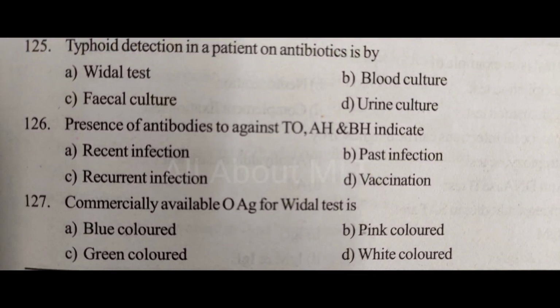Commercially available O antigen for Widal test is option A, blue colored, option B, pink colored, option C, green colored, option D, white colored. Answer is option A, blue colored.